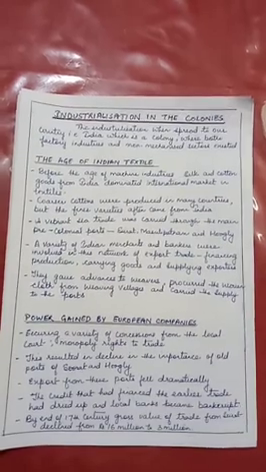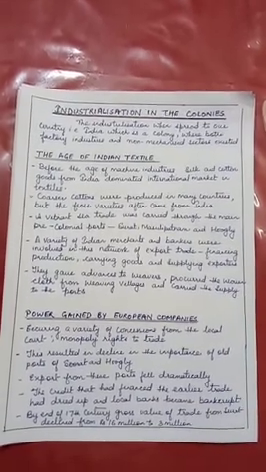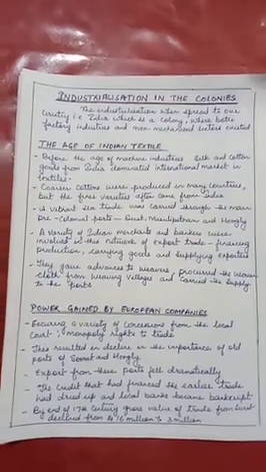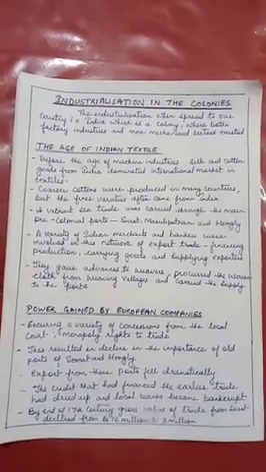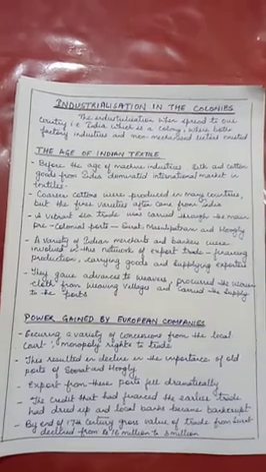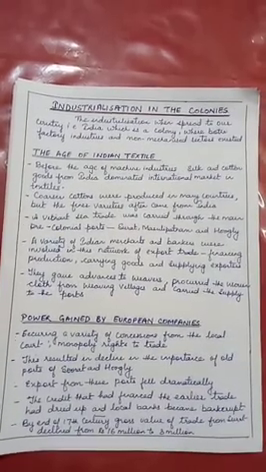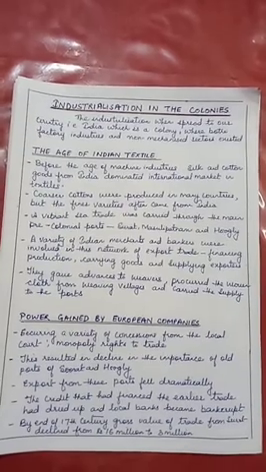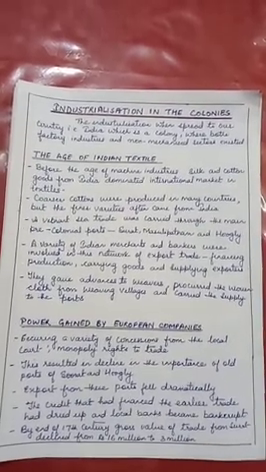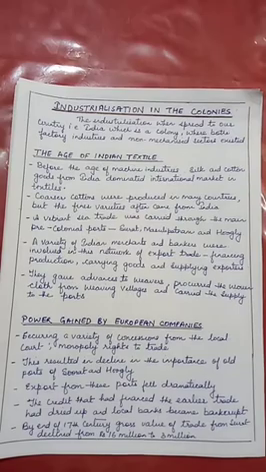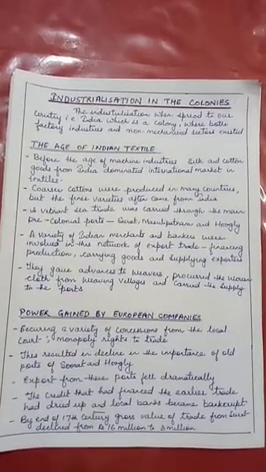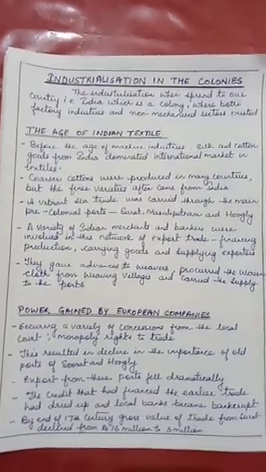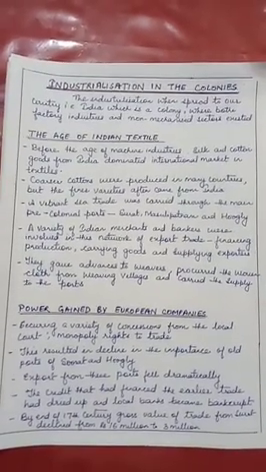Let us come to the age of Indian textile. Before the machine industry, silk and cotton goods from India dominated the international market in textiles. Coarser cotton was produced in many countries, but the finer varieties often came from India. American and Persian merchants took the goods from Punjab to Afghanistan, Eastern Persia and Central Asia. Similarly, Surat on the Gujarat coast connected India to the Gulf and Red Sea ports.